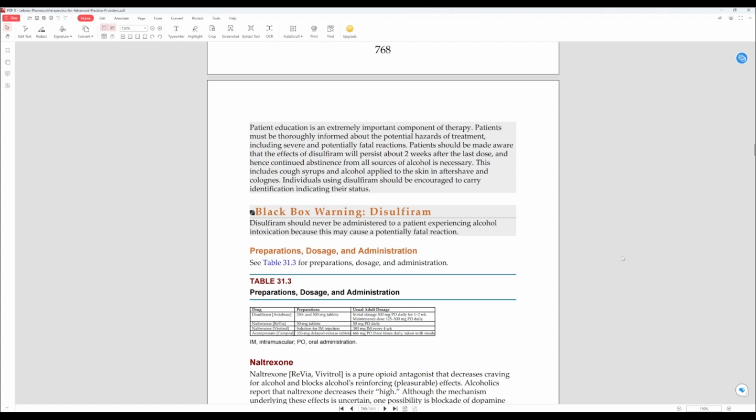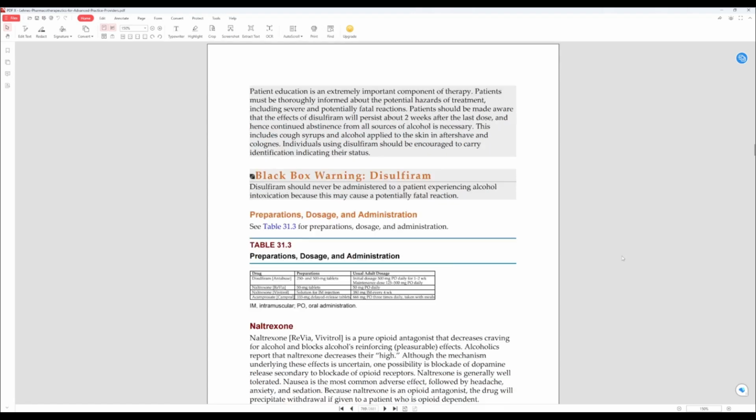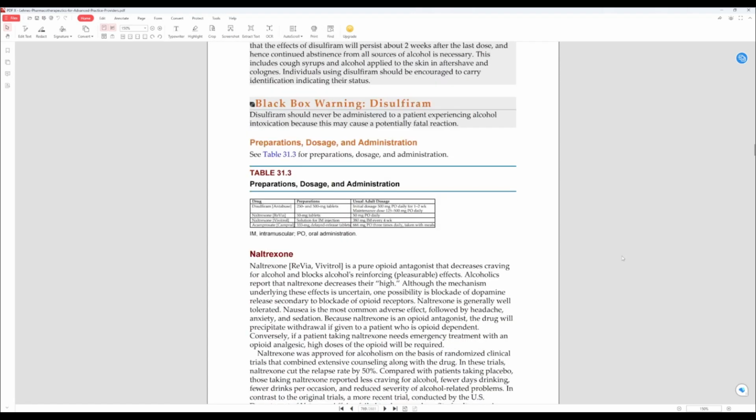This would include cough syrups, alcohol applied to the skin after shaving, and colognes. Individuals who do use disulfiram should be encouraged to carry identification indicating their status. It also has a black box warning. Disulfiram should never be administered to a patient experiencing alcohol intoxication because this can potentially cause a fatal reaction.